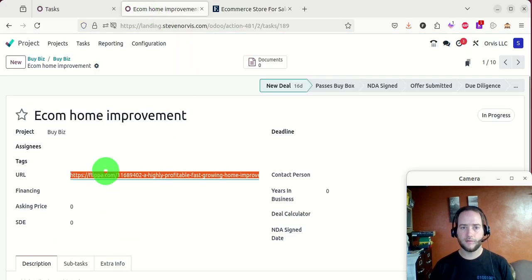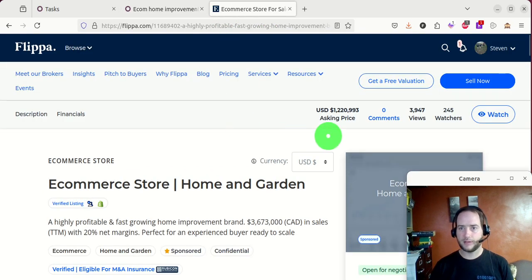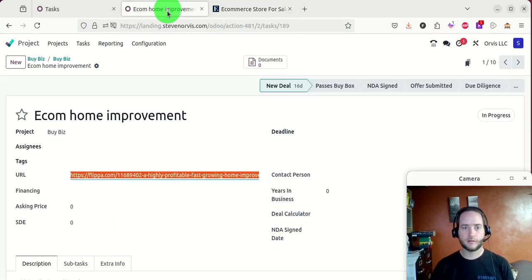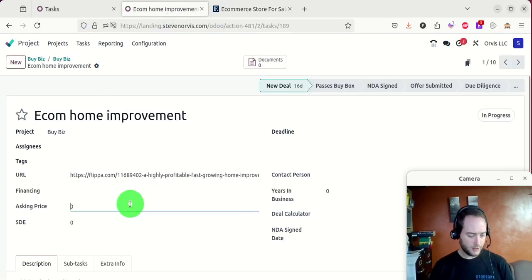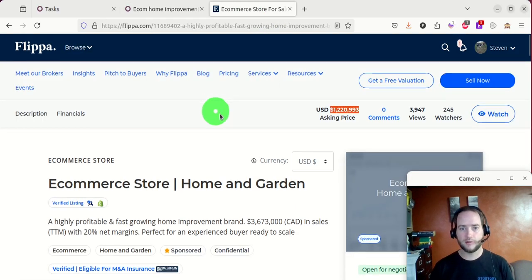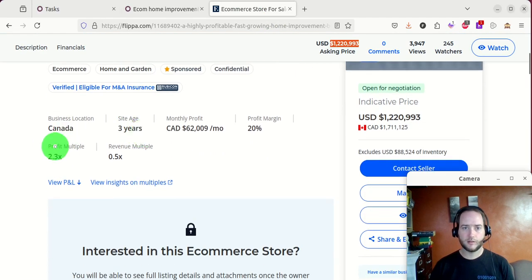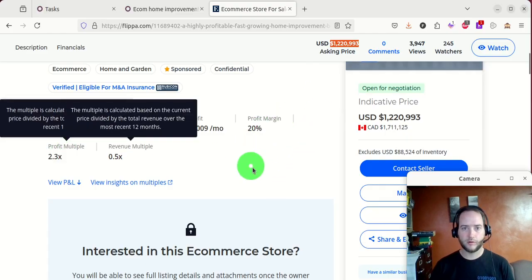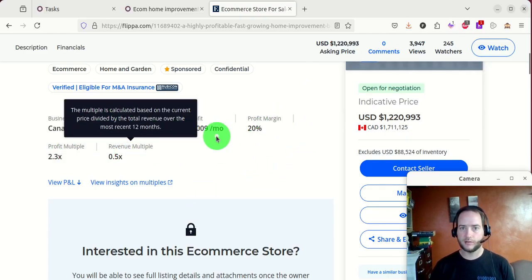What information do we have? We don't have any of this populated yet. Let's just throw in the information. So 1.2 million, that is definitely a buy box price, assuming they are not misvaluing the business and saying it's worth more when it's not. What's the SDE? That's going to matter a lot here. 2.3 multiple, so assuming that's the truth, that is not too bad.